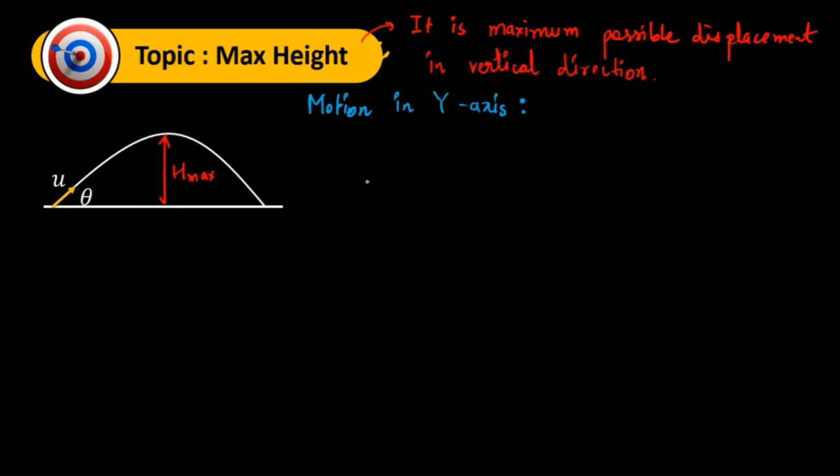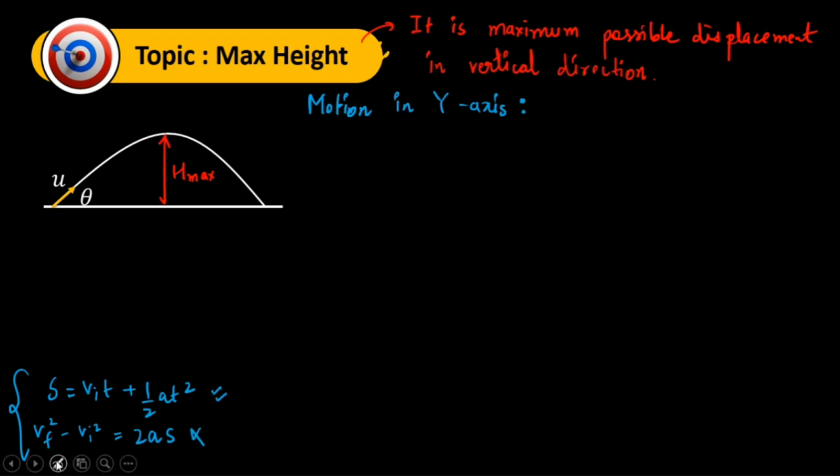If you look at the equations of motion, we have two equations which involve displacement. The first is S equals V initial t plus half a t square. The second is V final square minus V initial square equals twice a S. These two equations involve displacement, but as we don't have the final velocity, we will drop the third equation and use the second equation of motion again.